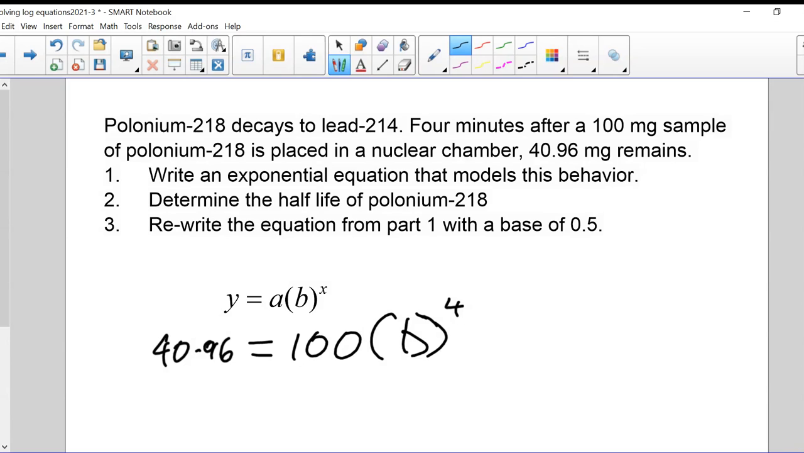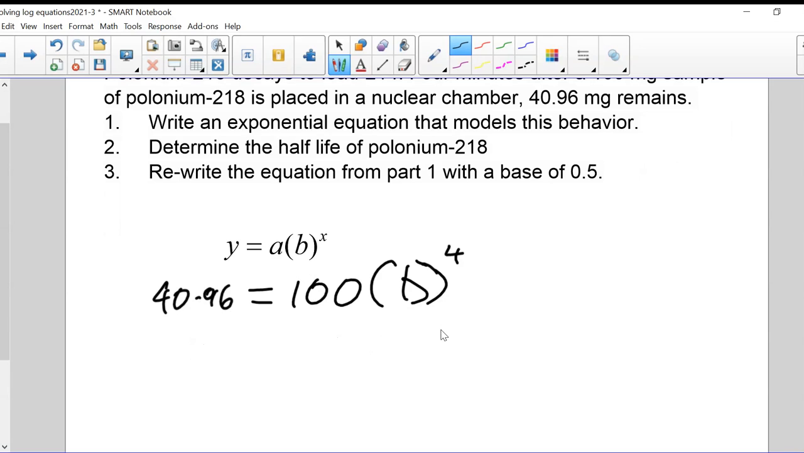So, at least give me the first step before we talk about ultimately where we need to go. What is the first step that we need to do, you think, to eventually get the value of the b? Anybody? I think I saw a hand going up. I think it might have been Jeremy. Both sides by, okay, both sides by 100 seems like a good idea. So 40.96 divided by 100 is equal to b to the power of 4.